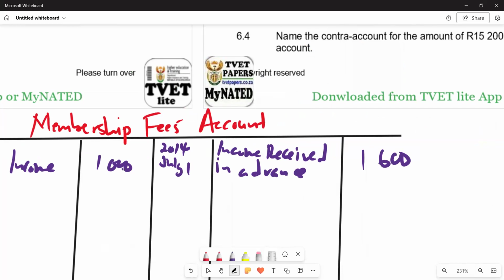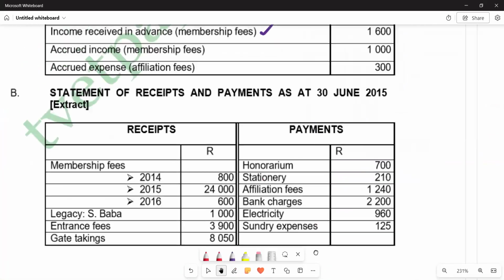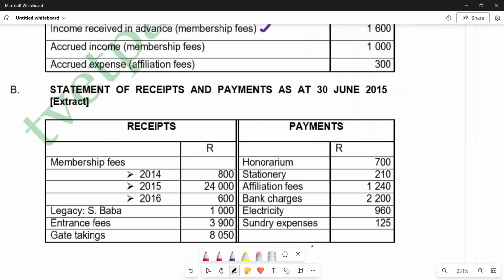And then from there, we can go to the receipts and payments account to find out the membership fees that we received, that we need to credit in the membership fees account. Remember, these membership fees are the ones that we received during the period, under the receipts. We have three of them: 2014, 800; 2015, 24,000; 2016, 600. So we are just going to go to the credit side and enter them as such.